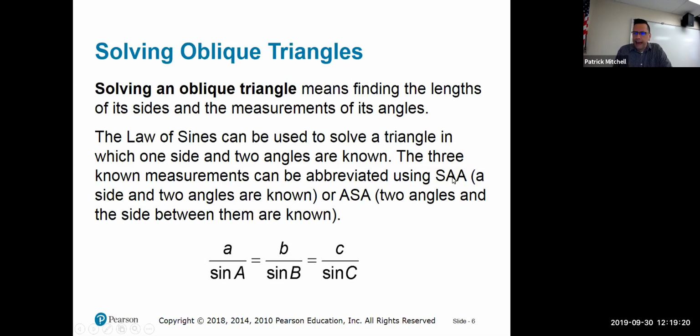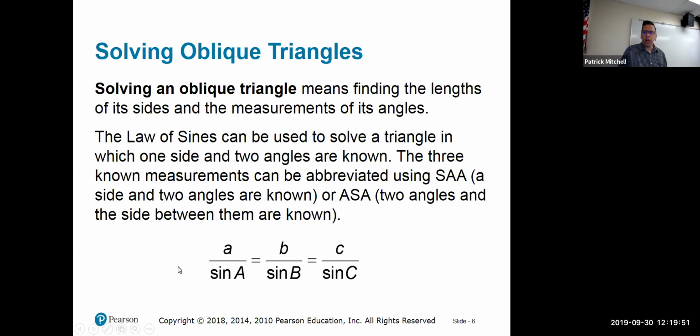So SAA, which is a side and 2 angles, or ASA, which is 2 angles, and then it has to be the side between them. So let's say big A, big B, and side c, for example. So in either of those 2 situations, you will be able to complete one of these ratios. And if you're given at least one of these other things, then you can knock out all 3 of them.